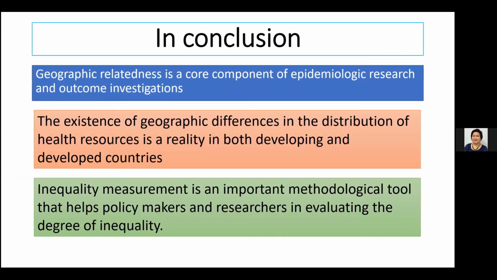So in conclusion, we would like to say that geographical relatedness is a core component of epidemiological research and outcome investigation. The existence of geographic differences in the distribution of health resources is a reality in both developing and developed countries. Therefore, a continuous and stringent inequality measurement is an important methodological tool that will help researchers and policymakers in evaluating the degree of inequality to support measures for better sepsis and health outcomes.